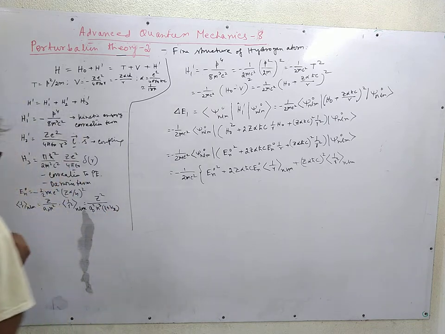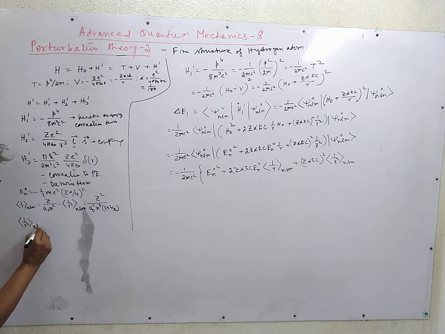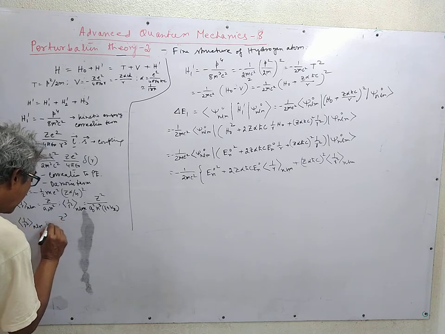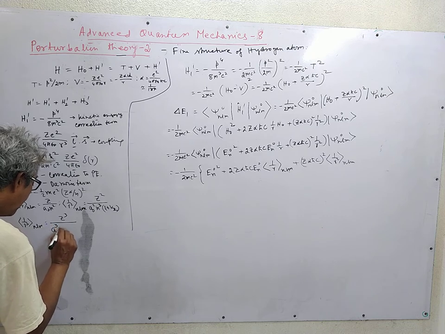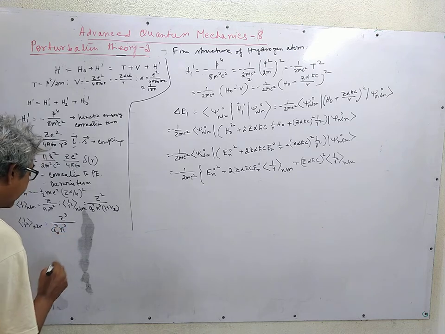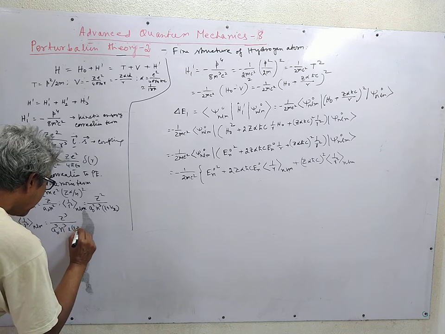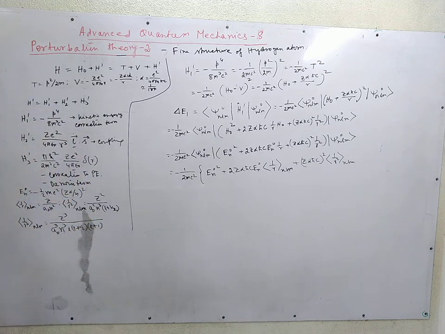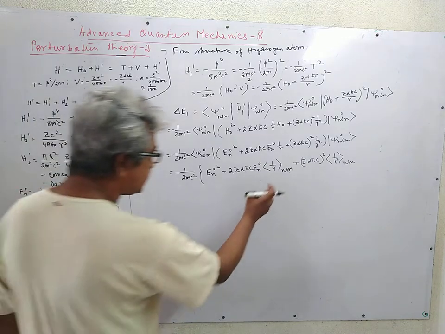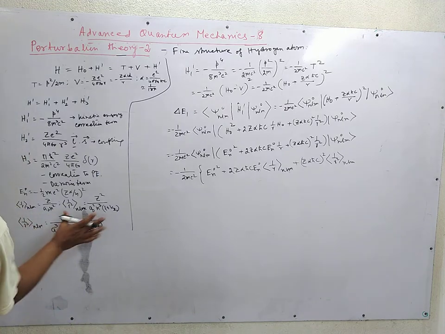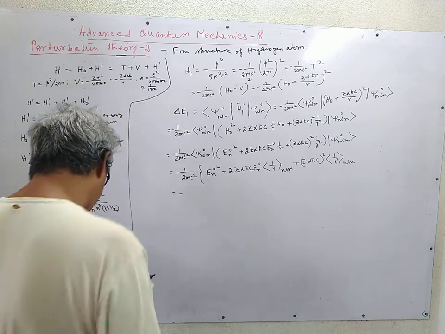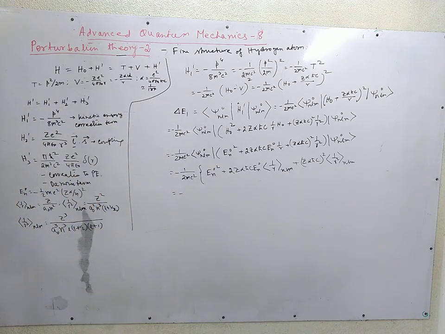Another quantity that will be required is the 1 by R cube expectation value. This is Z cube over A0 cube, N cube, L into L plus half into L plus 1. These are the three expectation values. Here we require two expectation values. One is this and the second is this.